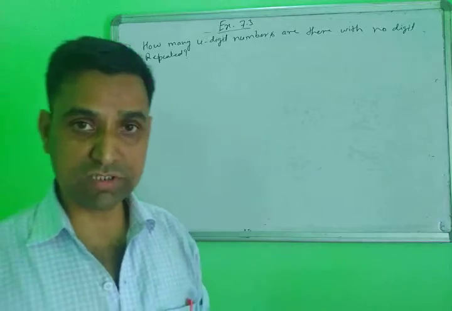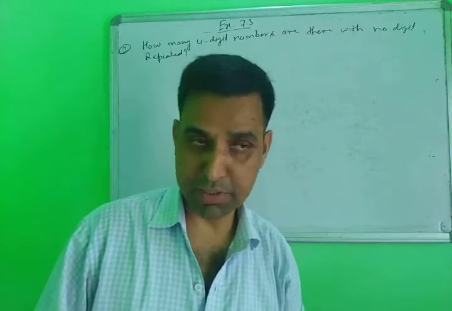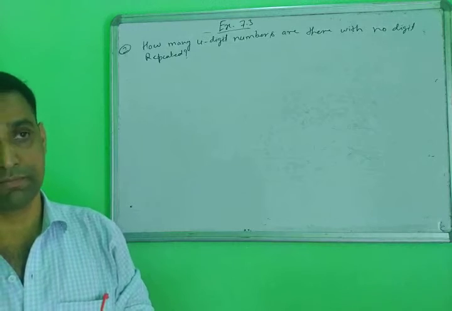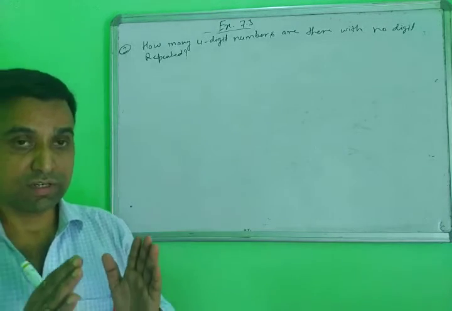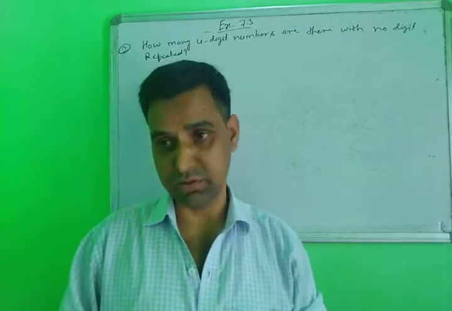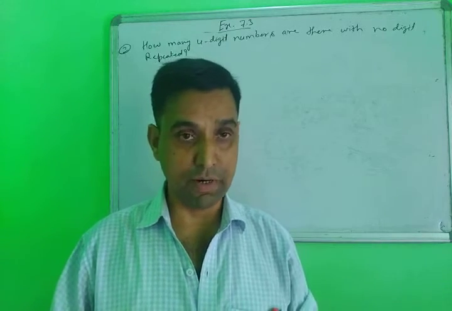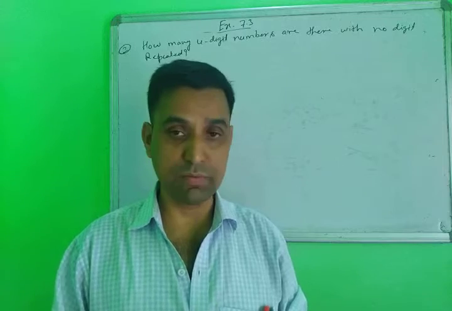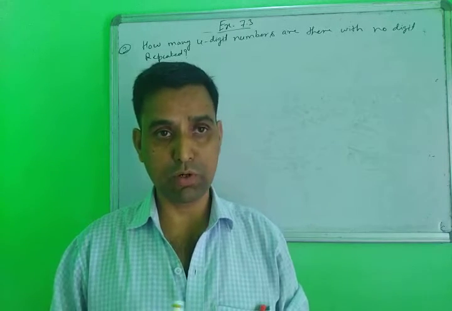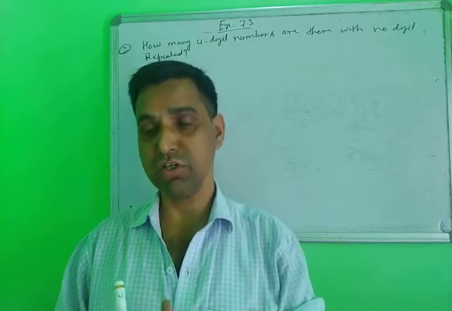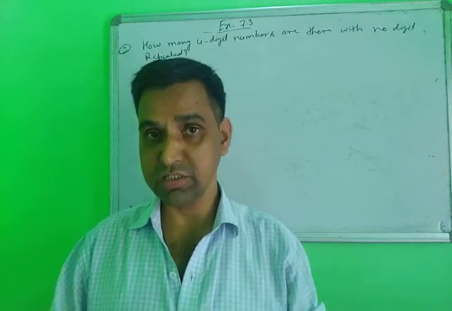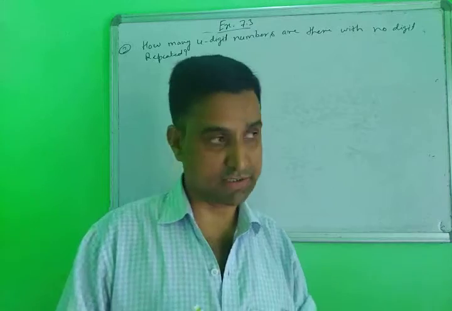The condition is the same as the first question: no digit repeated. But in the first question the total digits are given as 1 to 9, while in this question that is not given. In this condition you will take all the digits, 0 to 9.